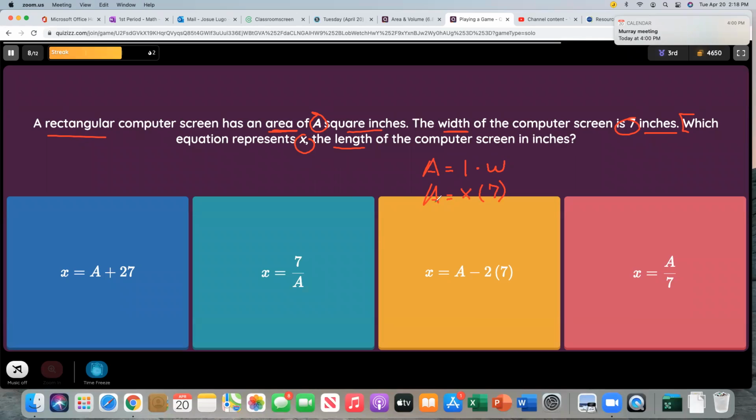Now, which of these represents this? Area is equal to x times 7. Obviously, none of these show x times 7. But notice how we definitely don't have any addition, so it's not going to be this one. And there's definitely no subtraction. So I think it's going to be one of these two. Notice how in both of these, they isolate the x. So let's go ahead and isolate the x by dividing by 7. That's going to get rid of the 7, leaving us with x is equal to a over 7. Meaning that our answer is where it says x is equal to a over 7. The answer is this red one over here.